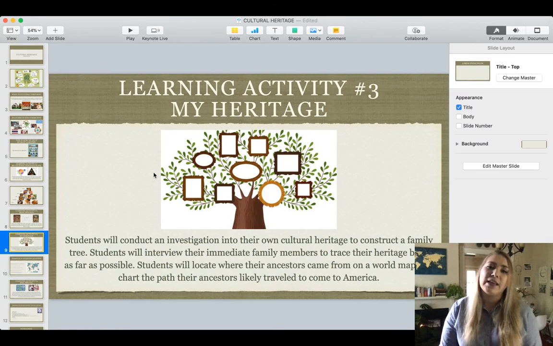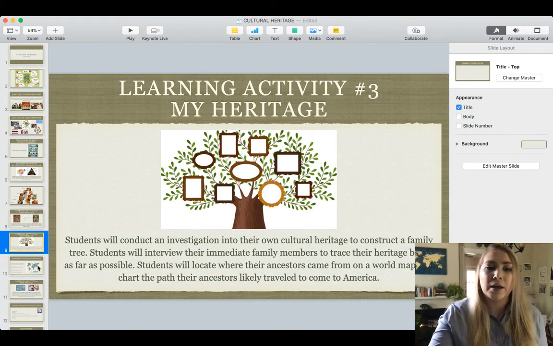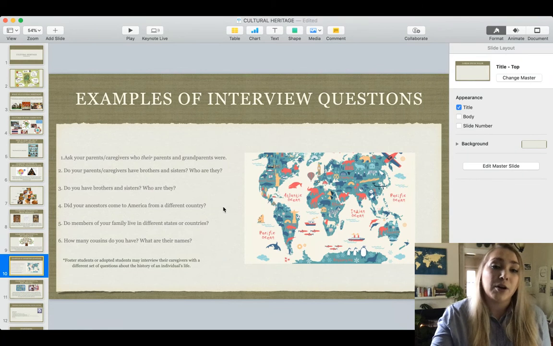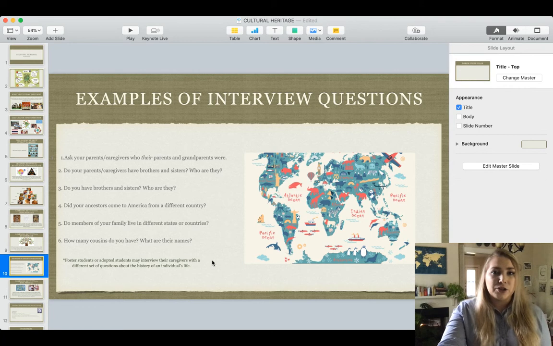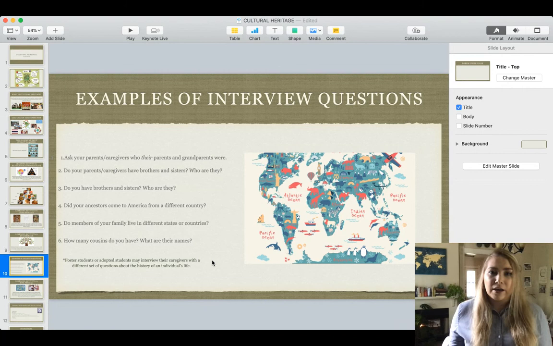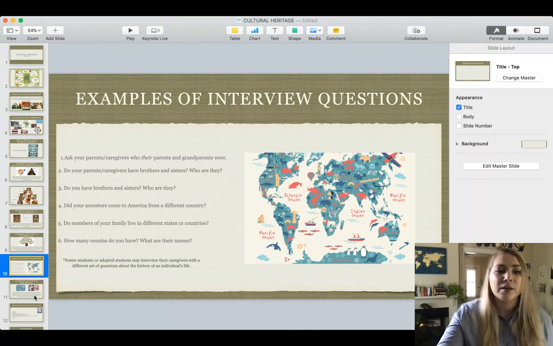The third learning activity is called My Heritage. It is a family tree style activity. It helps students track their cultural heritage and ask questions of their family members that help them figure out where their family's from or where other members of their family might live that they're not aware of. I do have a note here that foster students or students who are adopted and may not know about their family history can just interview a caregiver or an adult that they know about historical events that have happened in their lives and get an idea of the events that can take place over a lifetime.